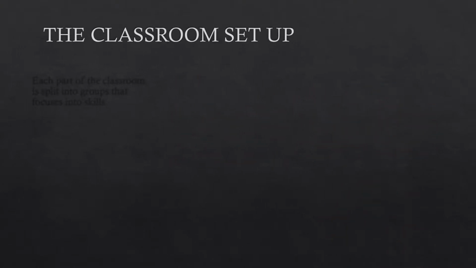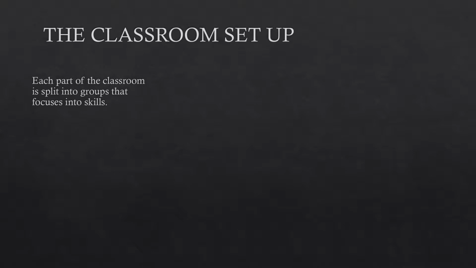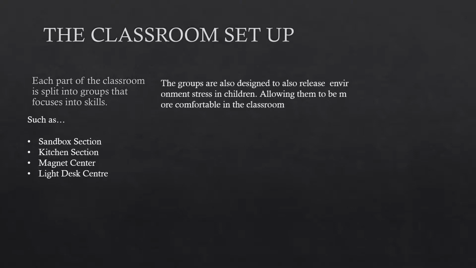With that being said, each part of the classroom is split into groups that focus on skills, such as the sandbox section, kitchen section, magnet center, and light desk center. The groups are also designed to release environmental stress in children, allowing them to be more comfortable in the classroom.